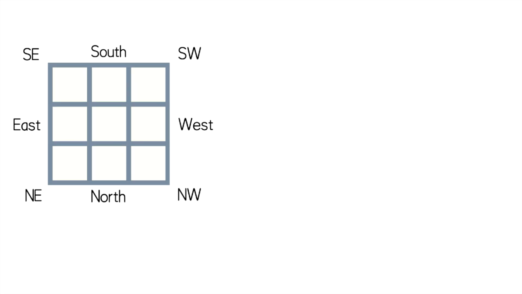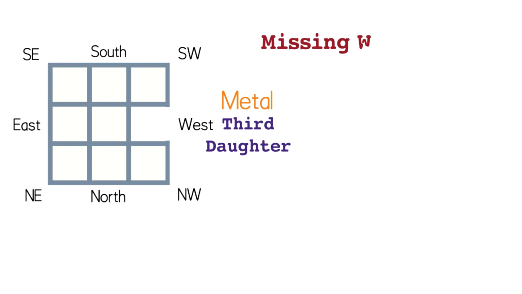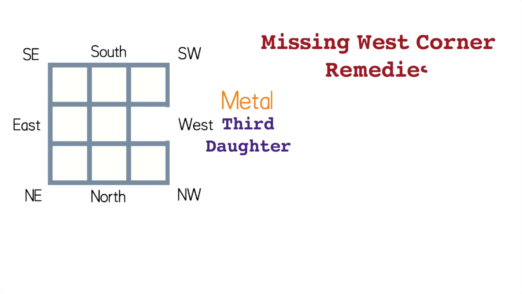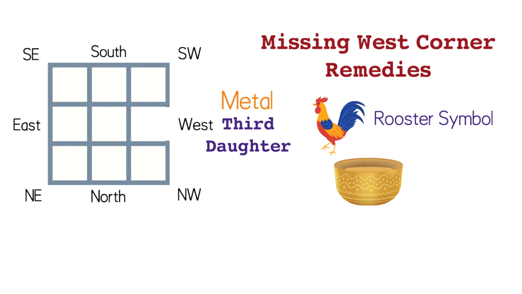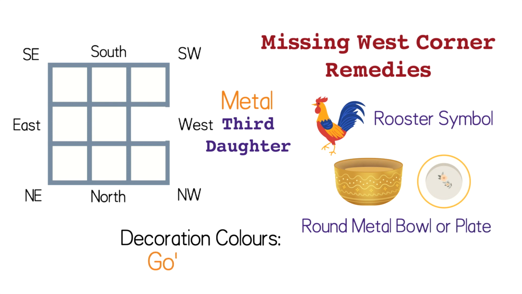If your house is missing an area in the west, which belongs to the metal element, this is not good for the third daughter. Therefore, we can place a symbol of a rooster in this direction. You can also place a round-shaped metal bowl or plate in this direction as a remedy. The color to be used for decoration is gold, silver, or white.